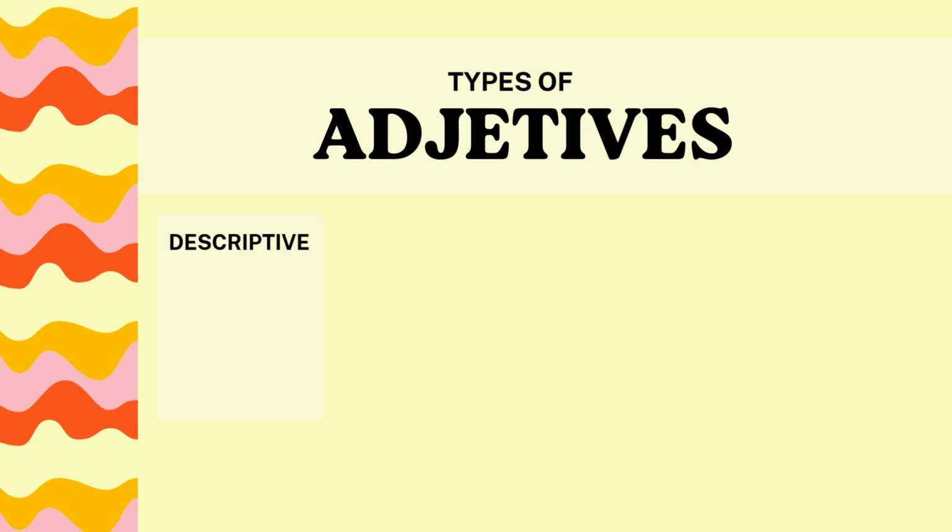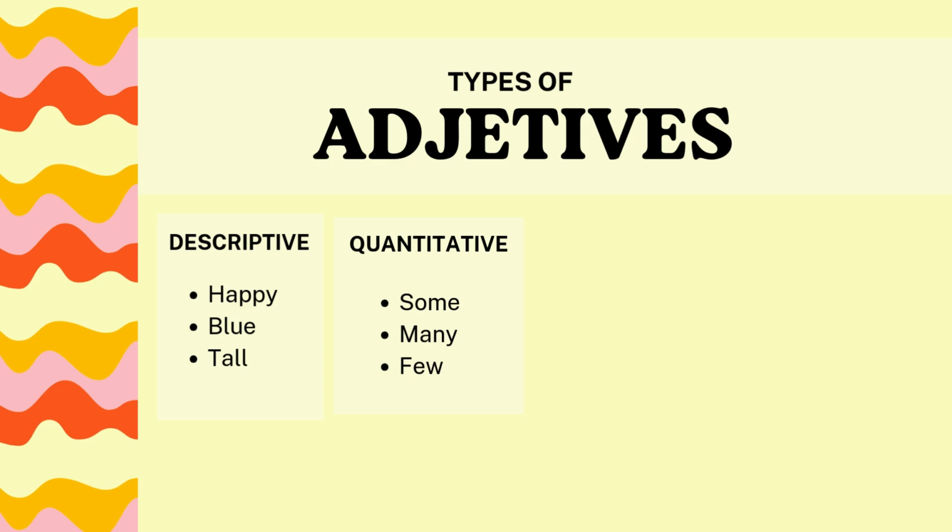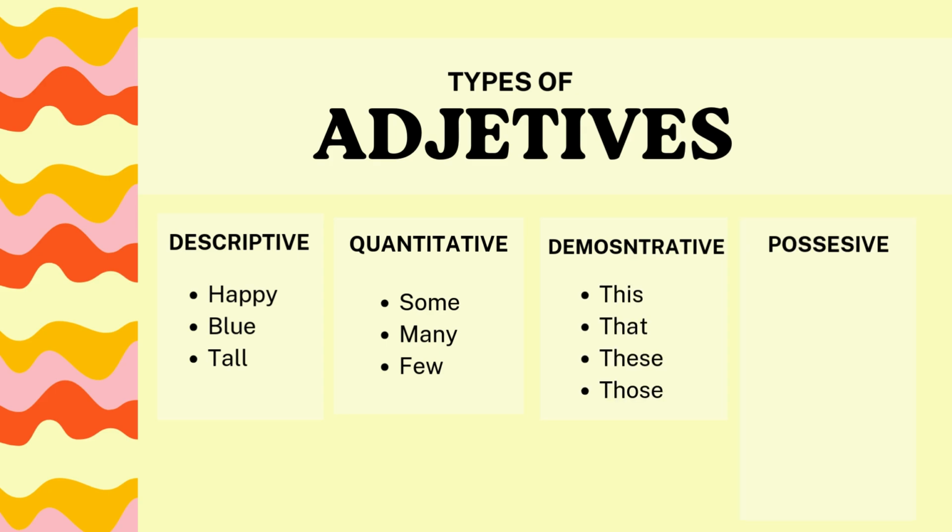Descriptive adjectives. They describe qualities or states of being, like happy, blue, or tall. Quantitative adjectives. These indicate quantity, like some, many, or few. Demonstrative adjectives. These point out specific things like this, that, these, and those. Possessive adjectives. These show ownership like my, your, his, her, its, and their.